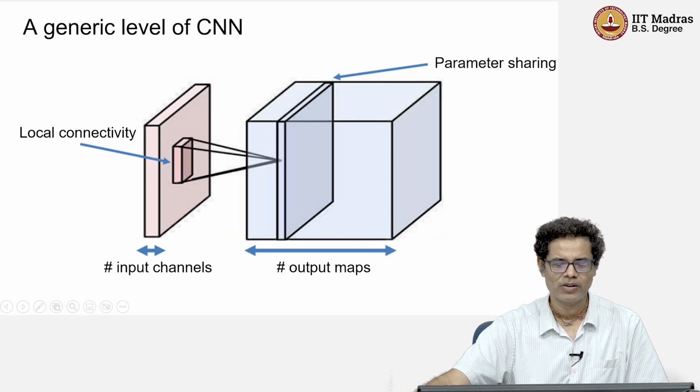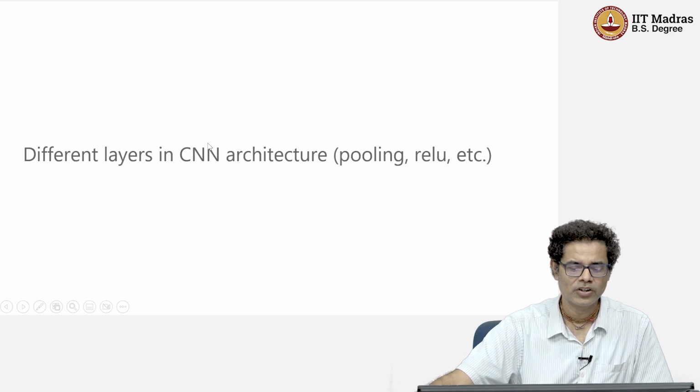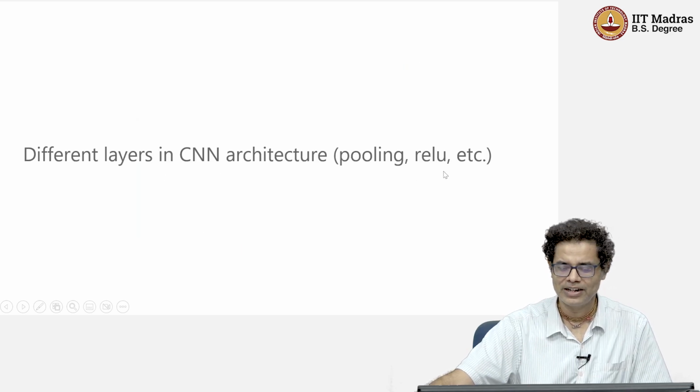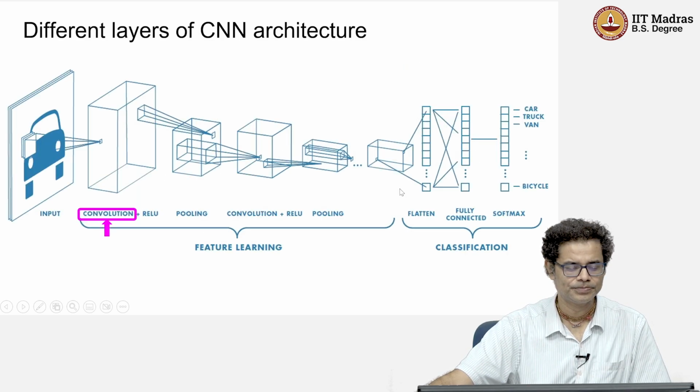And then we move it around and we get all the features in this particular layer, and if we use a different filter, I will get a different layer output. So that is how CNN works. So we'll quickly look at the different layers in the CNN architecture.